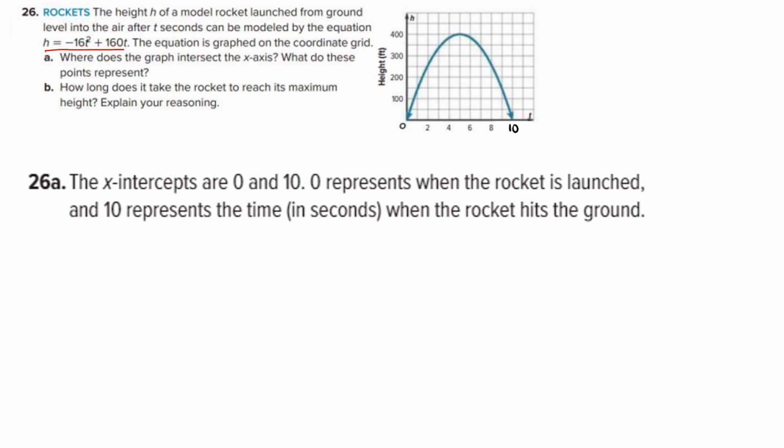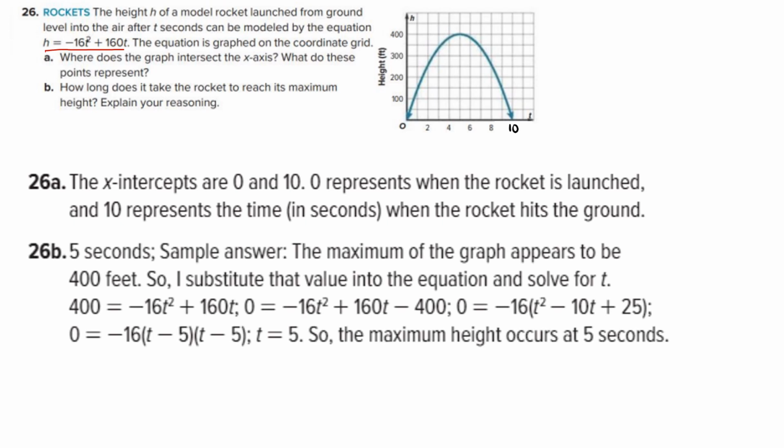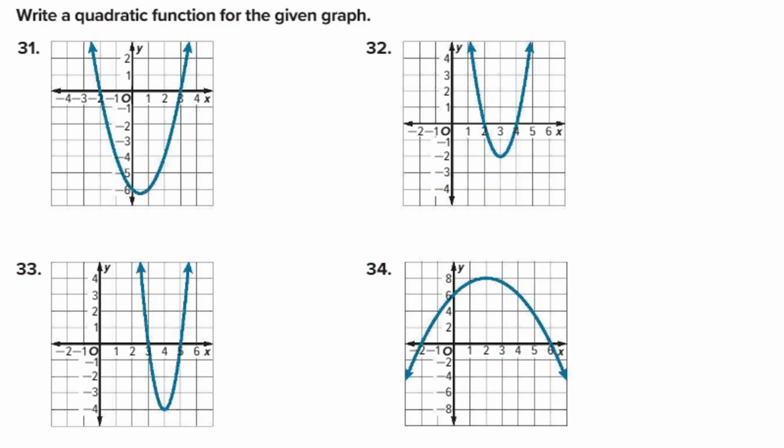How long does it take the rocket to reach its maximum? So it is reaching maximum here somewhere in the middle. So if you see, it is exactly in the middle at 5 seconds that the rocket is taking a height, and you can check that by substitution by putting in the equation, also solving for your value of t. So t is coming out to be 5, so the maximum height occurs at 5 seconds. Now write the quadratic equation for the given graph.